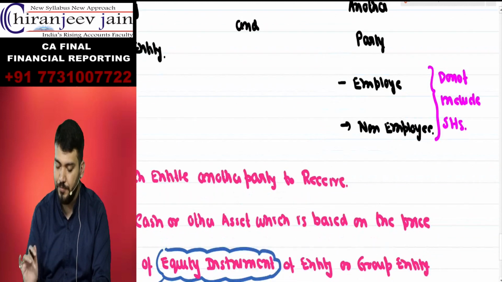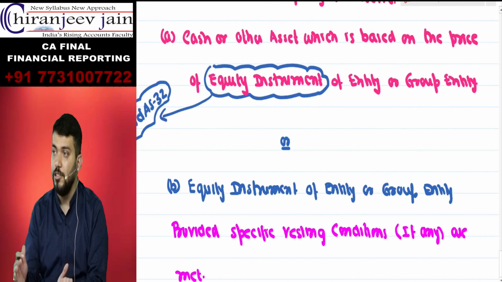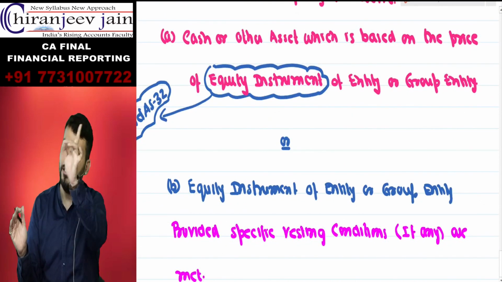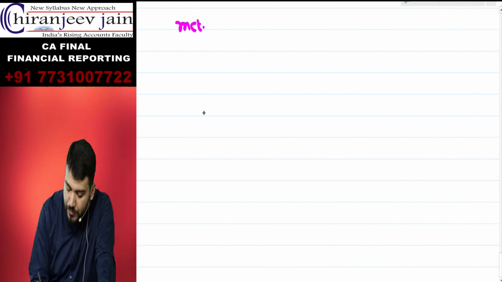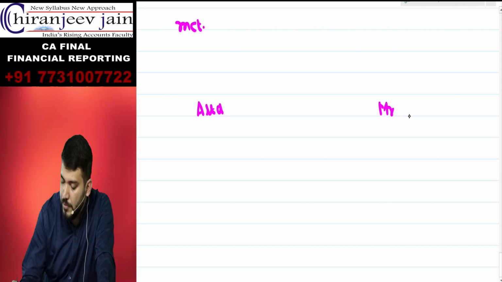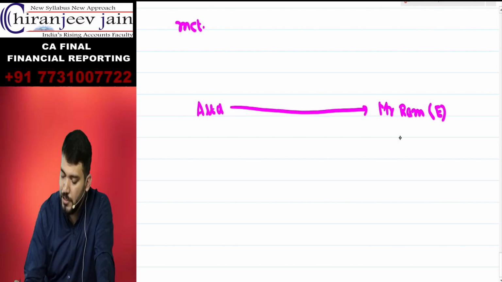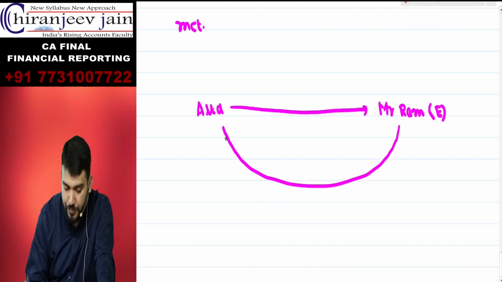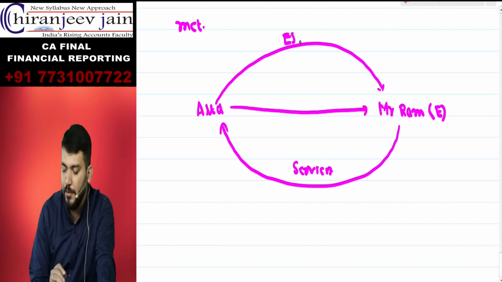Give me a little time. Which entitle another party to receive either equity instrument, means equity shares of what? Entity. I think in ESOP you may have done equity shares. Are you getting? Means A Limited, Mr. Ram is what? Employee. If there is an agreement that Mr. Ram will provide some services and A Limited will give what? Equity shares. So this is, can I say, employee share based payment?